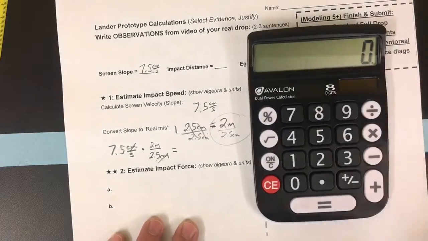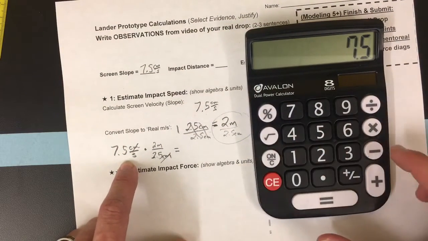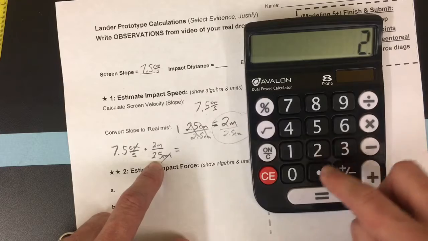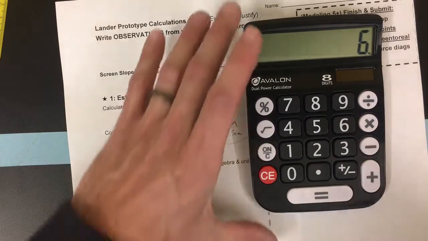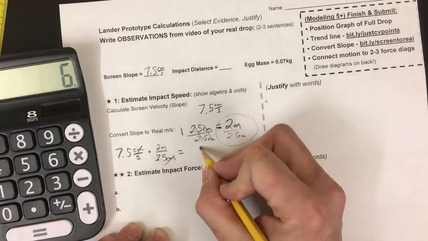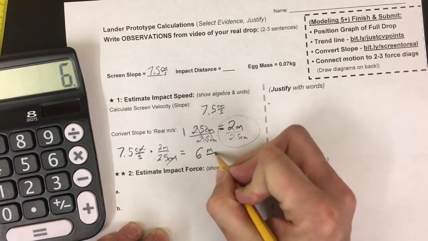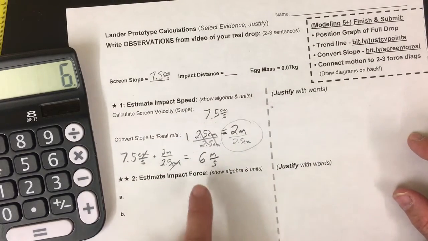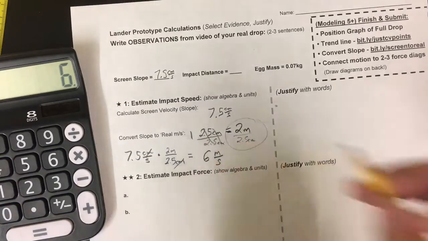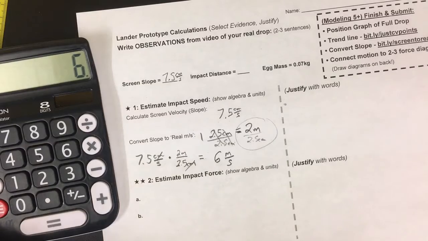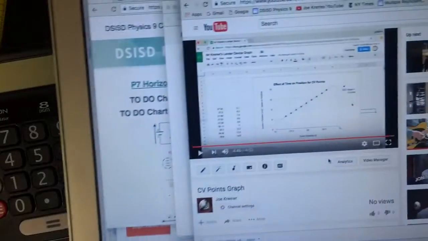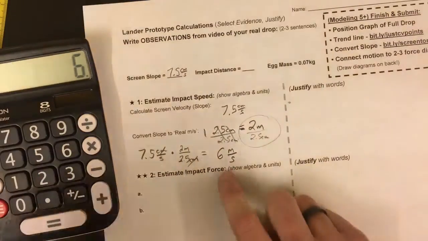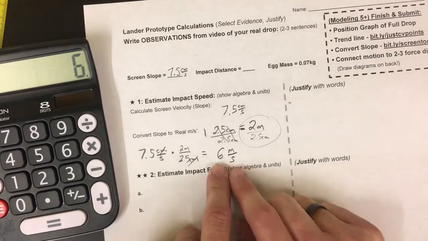So check this out. I'm going to take the number 7.5. I'm going to multiply it by 2 on the top of the fraction, and then I'm going to divide it by 2.5 on the bottom of the fraction, and it looks like I get the number 6. So this is going to be equal to 6 meters per second in real life. I'm saying that my actual velocity, the thing I dropped off that roof, is moving at 6 meters per second when it hit the ground, based on the screen calculation that I did here. Based on that constant velocity section that I fit to, I know that in real life this thing hit the ground moving at 6 meters per second.